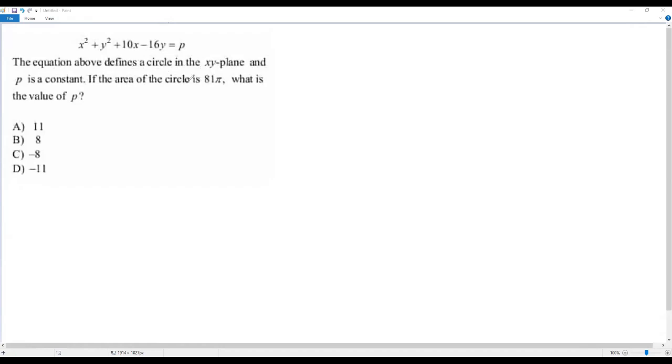Before we start solving this problem, let's understand some stuff about the equation for a circle in general form. The equation is x² + y² + 2gx + 2fy + c = 0. When we have the equation in general form, there is a formula to get the radius: the square root of g² + f² − c. We get the values of g and f from the coefficients of x and y, and the value of c from the constant term.